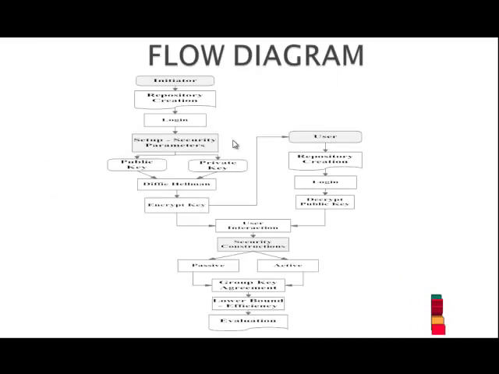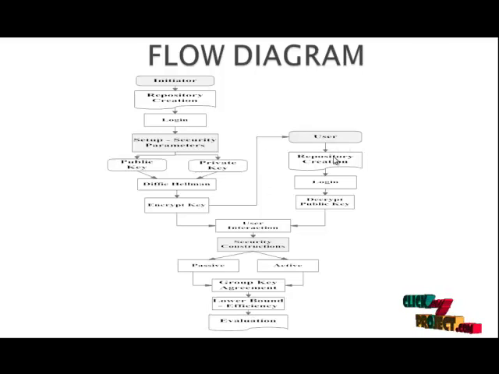Let's discuss the flow diagram for our project. An initiator creates a repository for the users. Once they log in, they can set up the security parameters by creating a public key and private key using the Diffie-Hellman process and encrypt the key. And once they encrypt the key, they can pass it to the user.